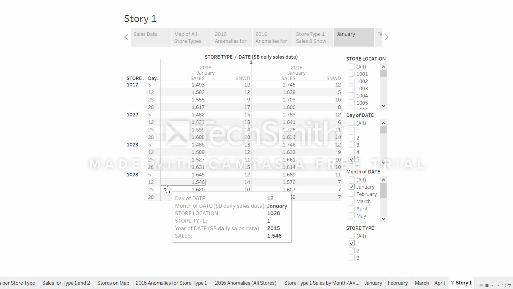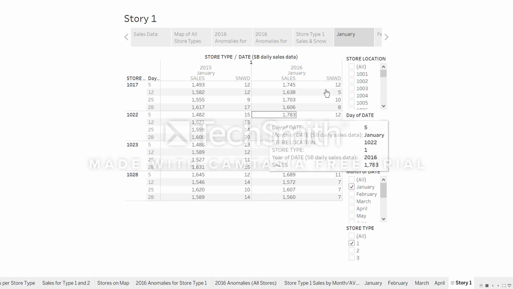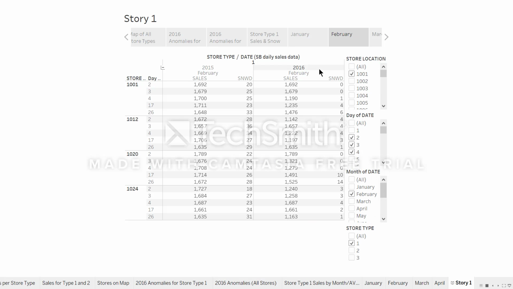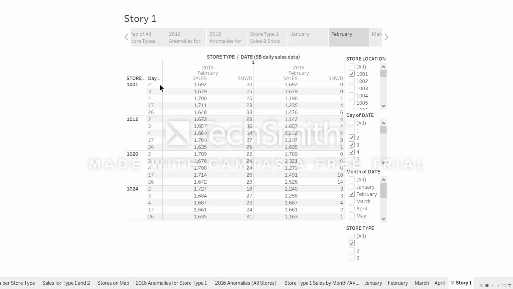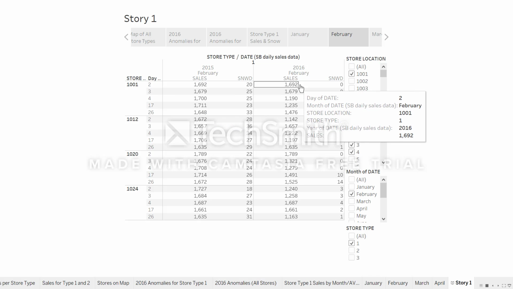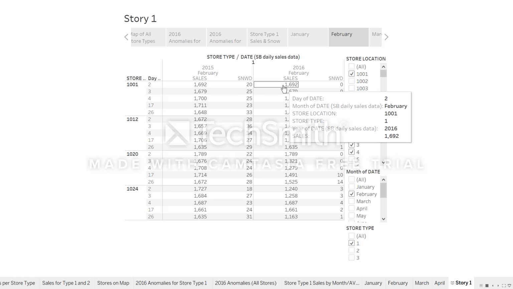So if we look here, I'm going to move to February because that's actually the worst month for the anomalies. That's where we had the most. And basically we can see here for store 10001 on the 2nd of February, they had 0 snow in 2016 as opposed to 20 inches in 2015, yet the sales are exactly the same.